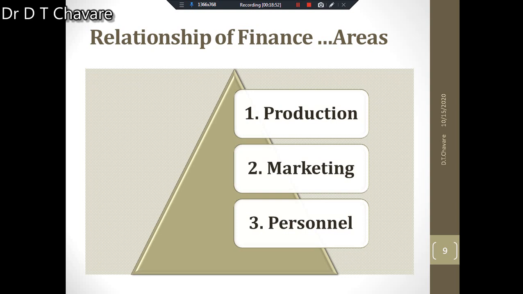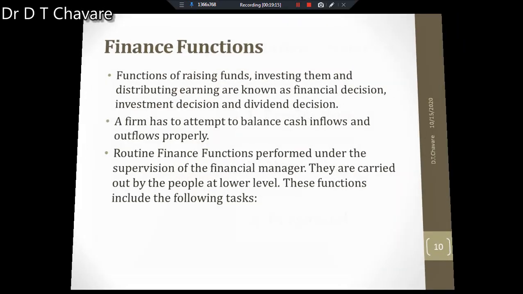The staff welfare activities have a great bearing on the finance of the company. Thus, it can be seen that business finance is closely related with all the functional areas of management. In this way, these are the different areas of management which are related with the financial manager.